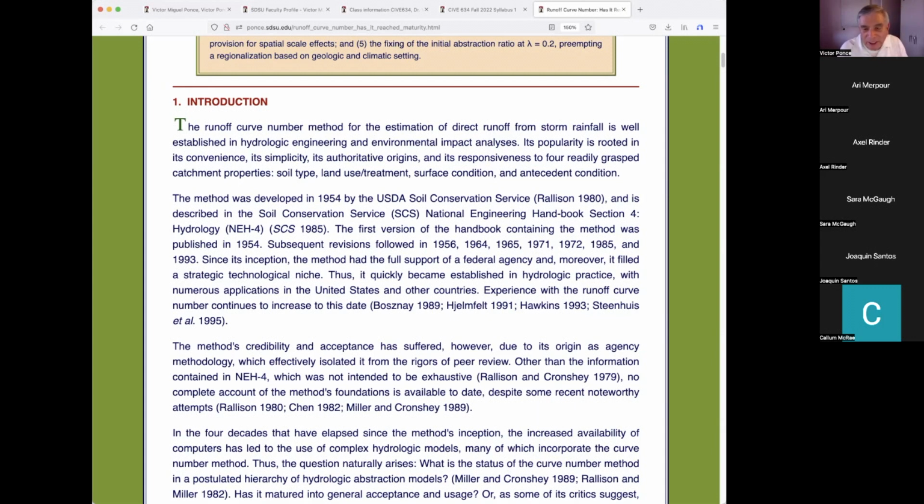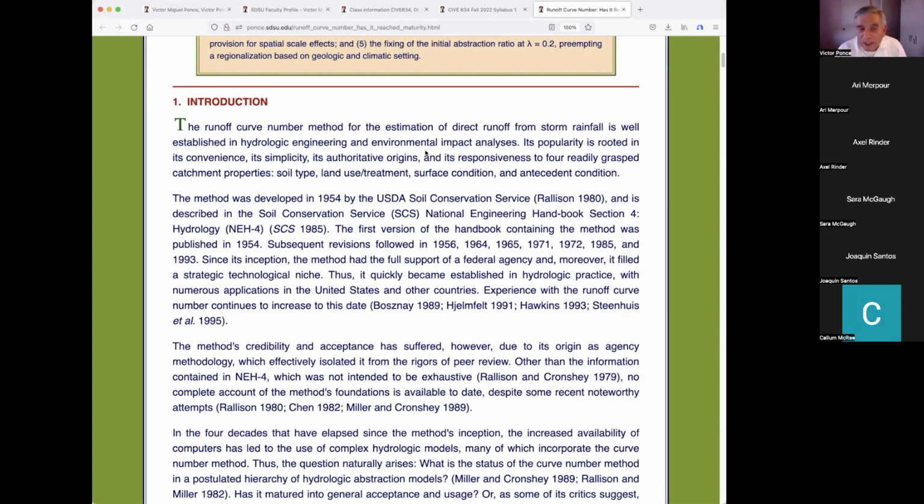So when we now say SCS, it's not correct. SCS does not exist. But before 1996, we were doing this in 1994, 1995. We could not know what the government was going to do. So we talk about the Soil Conservation Service. This method was developed in 1954 by the Soil Conservation Service.